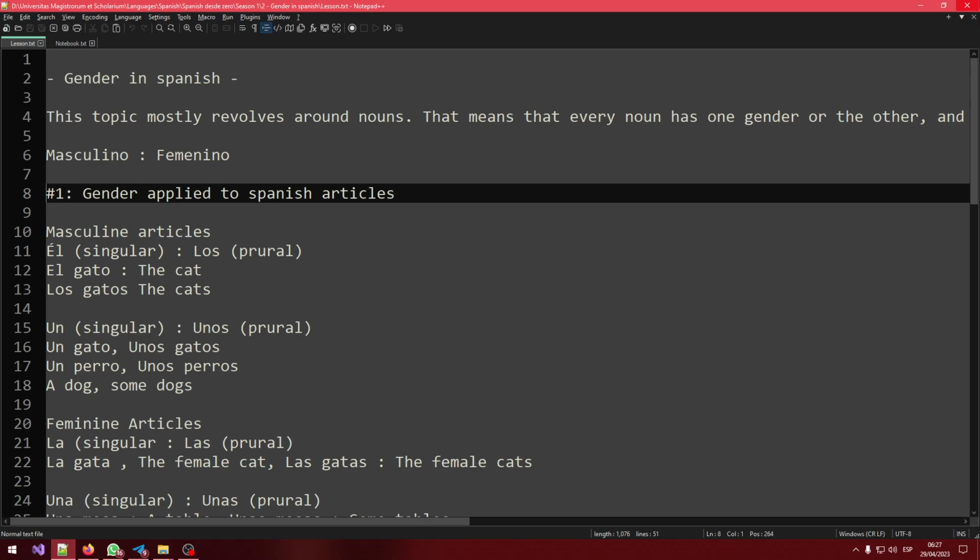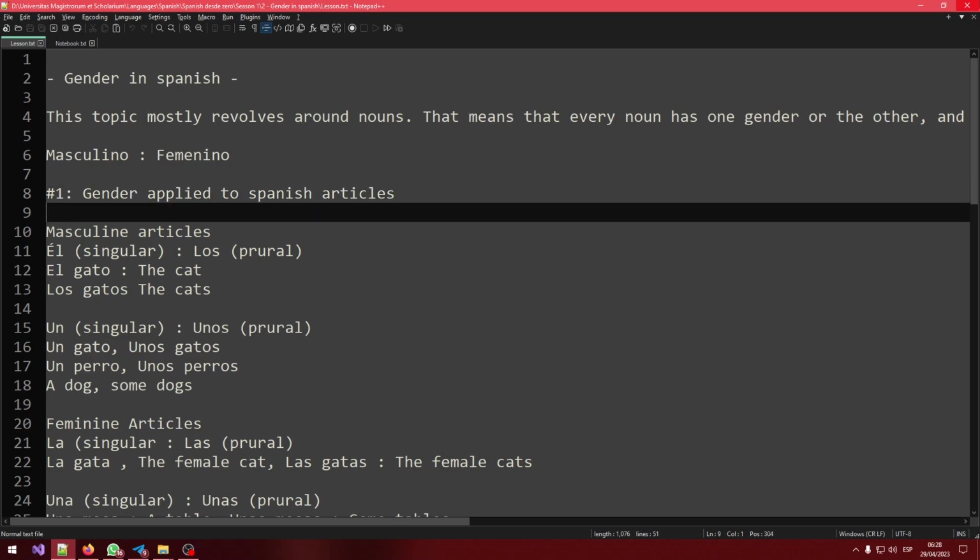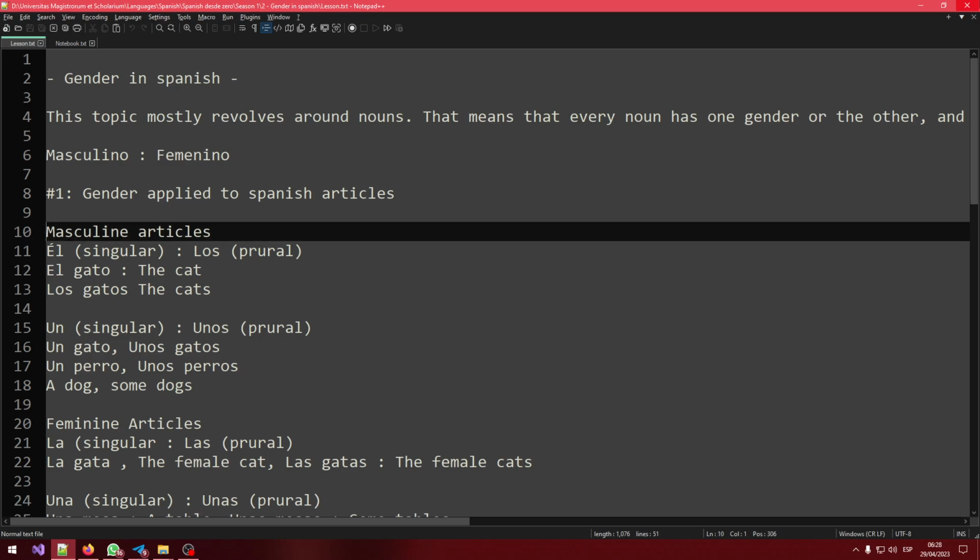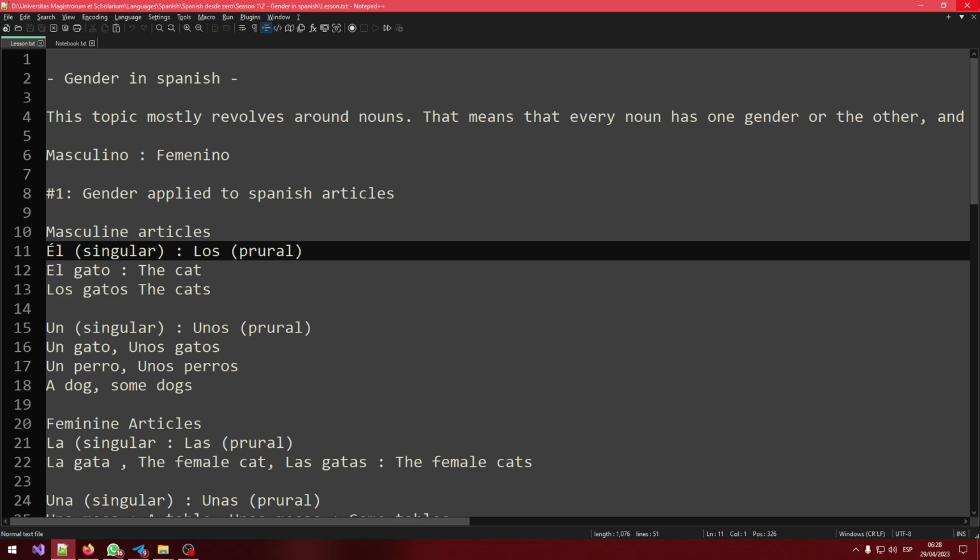So let's take a look at gender applied to articles. What are articles? Well, Spanish articles are basically equivalents of the, some, a, that kind of words. So we have masculine singular and plural articles, and that will be the case as well for feminine articles. So we have el, which is singular, and los, which is plural. These two are for masculine nouns.